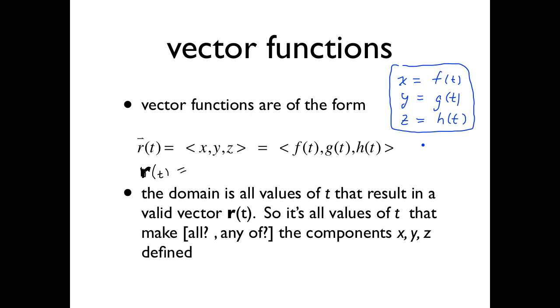Identical twins, okay? All right, so now you can talk about the domain. The domain is all values of t that result in a valid vector, okay? So if we need to get a valid vector, then question. So the domain is all values of t that make all of the components x, y, and z defined, or any of the components x, y, and z defined. So is it good enough that just at least one of them is defined by every value t, or do all three have to be defined in order to be in the domain?